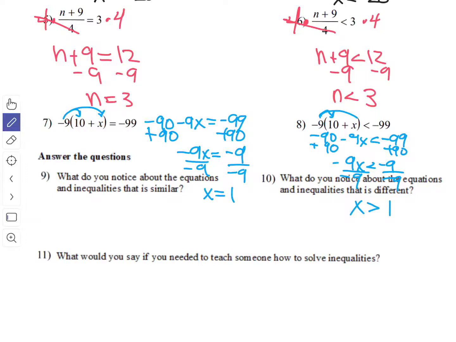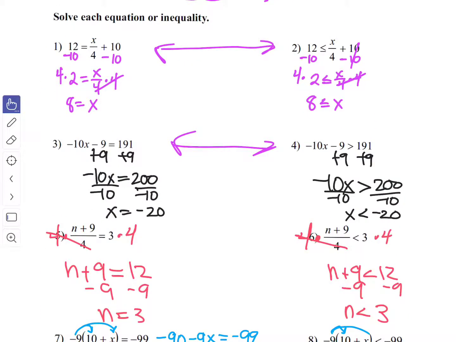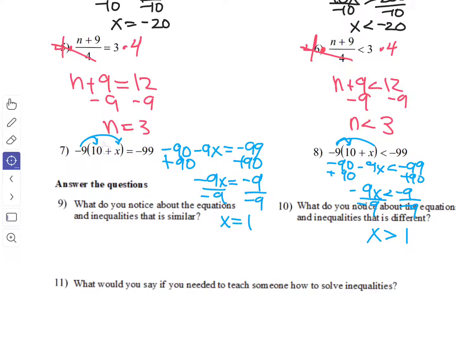All right, so first question here. What do you notice about the equations and the inequalities that is similar? What do we notice about these that's the same? What you should notice is we've got the same numbers, don't we? We also are doing the same steps. Subtracting, multiplying, adding, dividing, multiplying, subtracting, distribution, adding, dividing. So that's some similarities, right? The numbers, the steps to solve, those were all the same, weren't they?